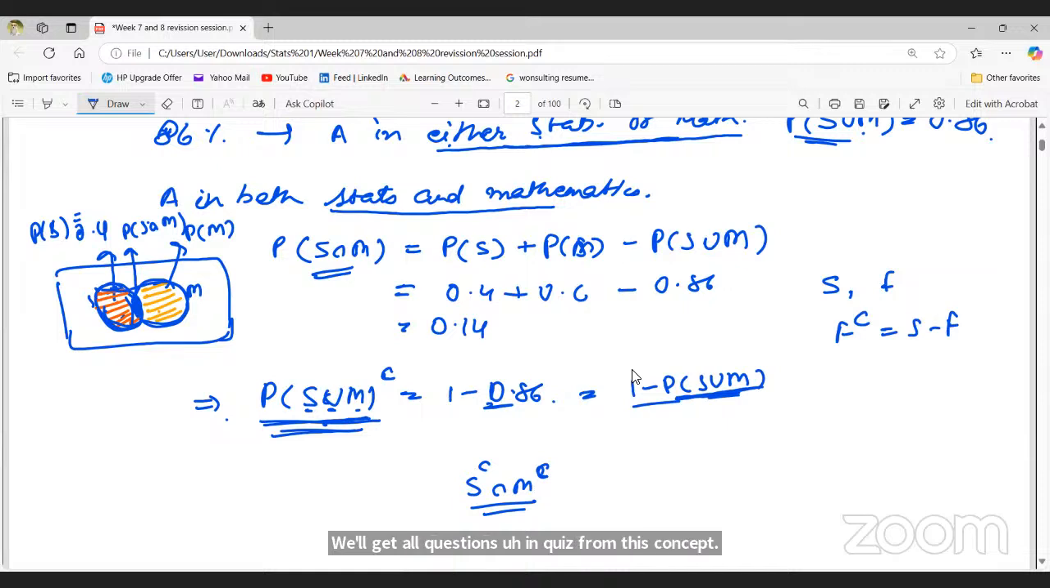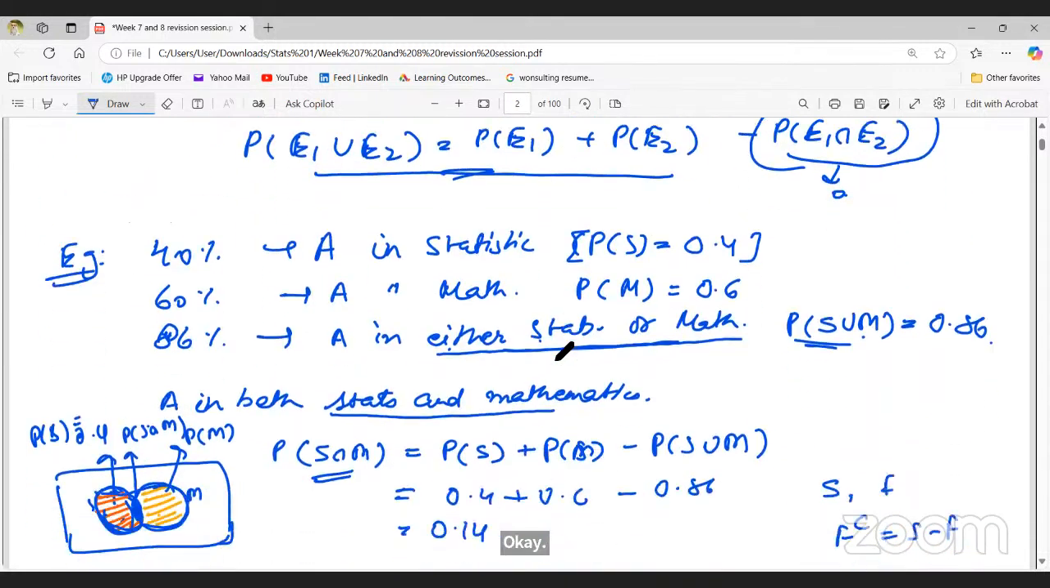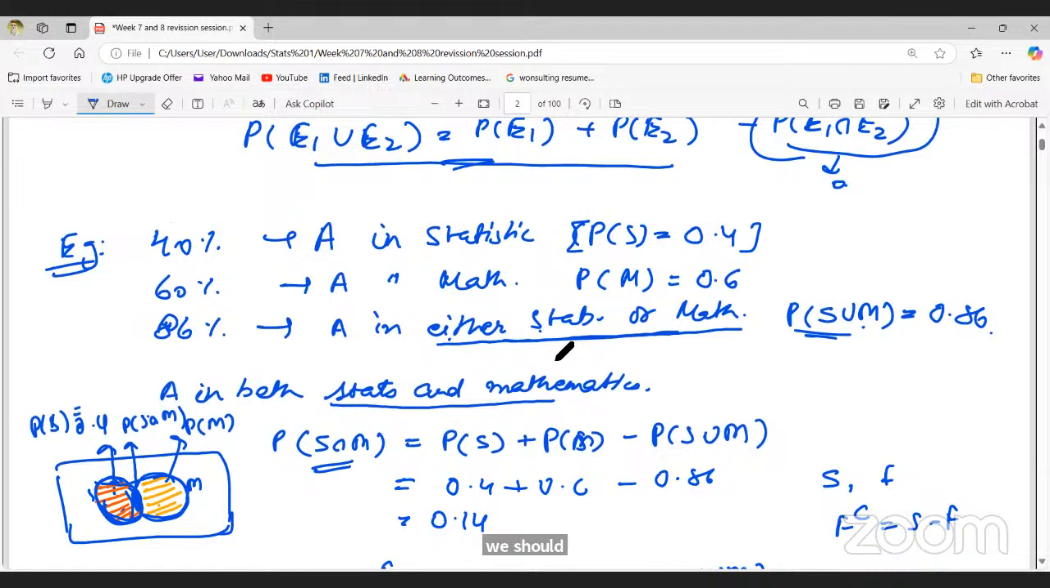But you have to read the question carefully, okay? You need to see where we are using the intersection and where we are using the union. Fine? We should look for "or" and "and".